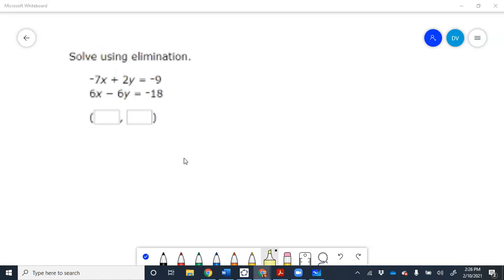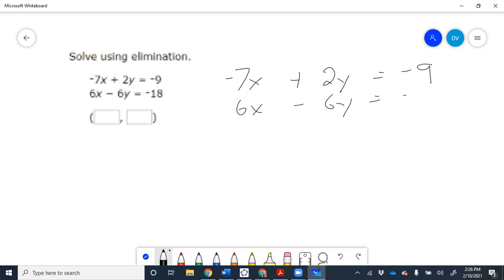Even when they put the problems like this, we almost always want to write it again ourselves. So make sure you put this on your paper, the same thing that they have there. We just need to space it out nice and even: 2y and -9. And directly underneath it, the 6x. Directly underneath it, the -6y. And then the -18 right here.